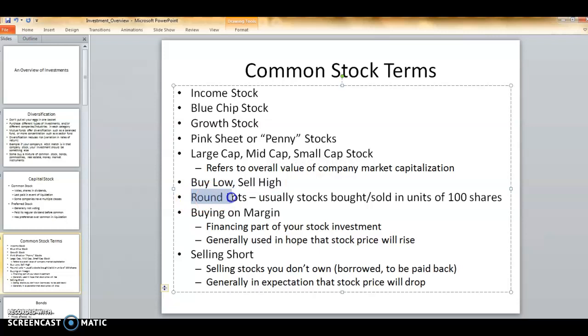Usually when we deal with common stock, we buy in terms of round lots. Round lots basically are a number of lots of 100 shares. So if you have 2 round lots, you have 200 shares of stock.